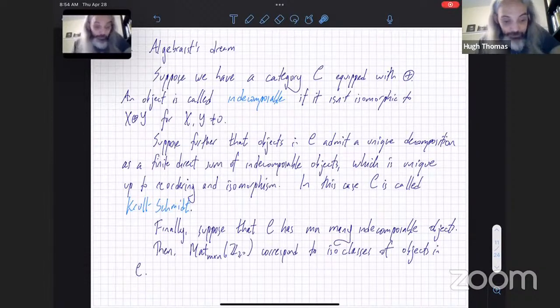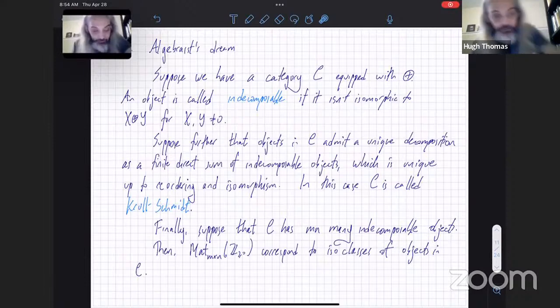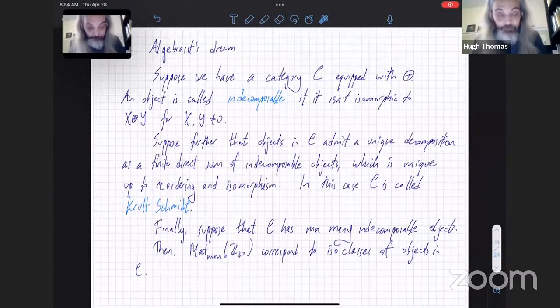Well, then, if you want to think about an object in C, what data do you need to specify it up to isomorphism? Exactly a matrix, or exactly m times n many non-negative integers, because that's what would represent the multiplicities of each of the indecomposable objects in the decomposition into indecomposables.